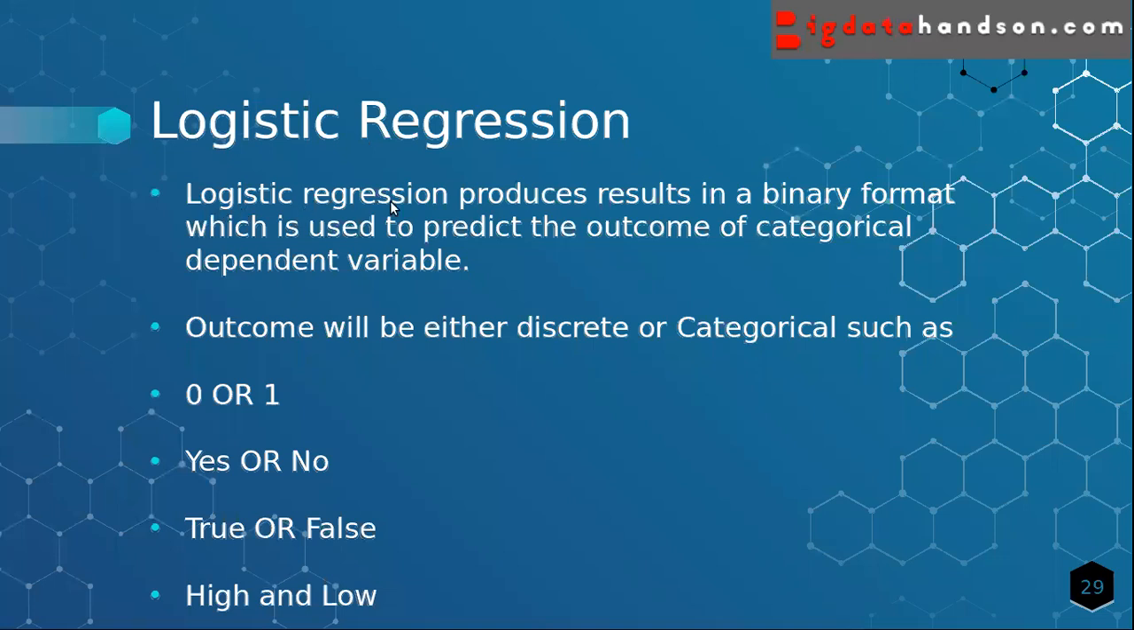Let's see the definition here. Logistic regression produces results in a binary format, which is used to predict the outcome of a categorical dependent variable. So the outcome will be discrete or categorical. We know categorical type of data, right? If you have two categories, two classes in your feature, so 0 and 1, like yes or no, true or false, and high and low. These are some categorical data.